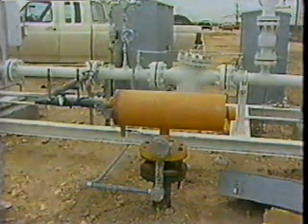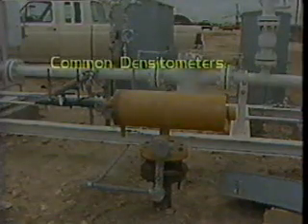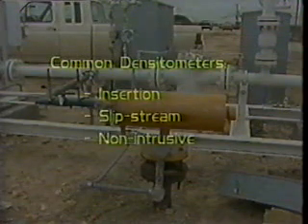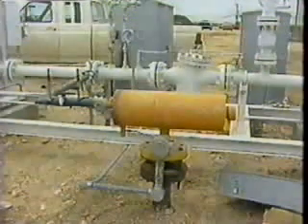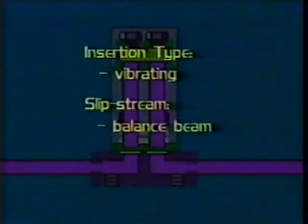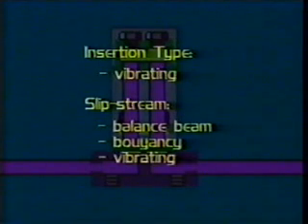There are basically 3 types of densitometers: the insertion, or inline type, slipstream, or strip sampler type, and the non-intrusive type. Densitometers can also be characterized by measurement method. All insertion densitometers are the vibrating type, while slipstream densitometers can be either balance beam, buoyancy, or the vibrating type.